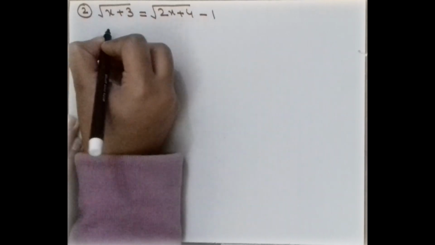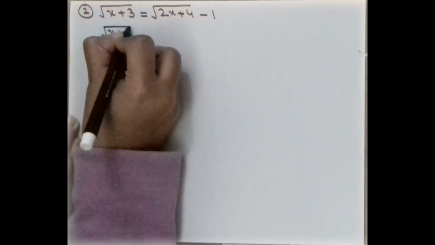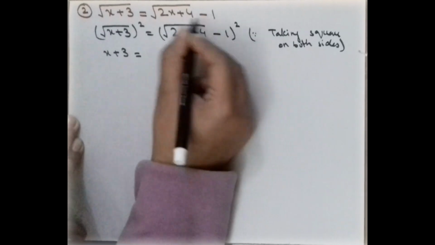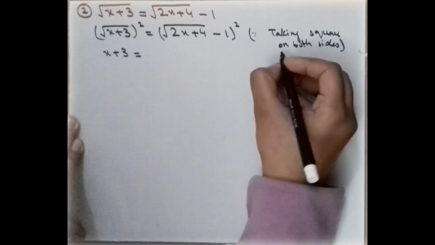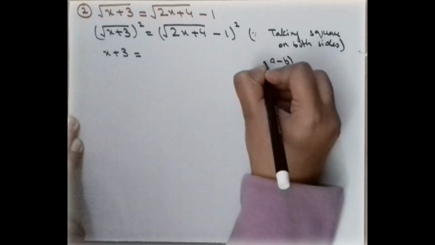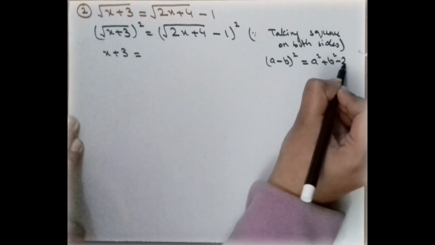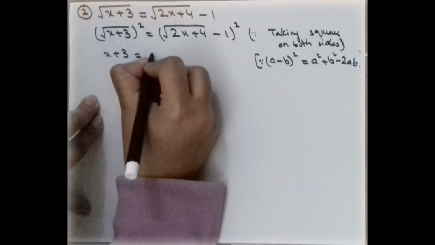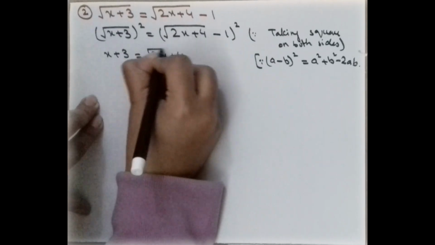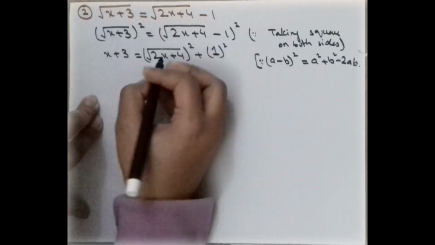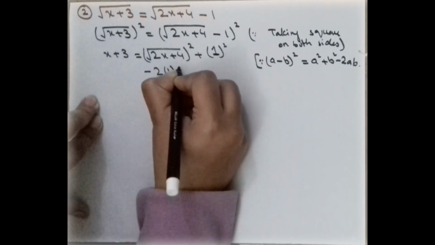So we take a square on both sides as (√(x+3))², which is equals to (√(2x+1) − 1), and this term is whole in square. x + 3 equals, as in this step we apply the formula (a − b)², which is equals to a² + b² − 2ab. The formula gives (√(2x+1))² plus 1² minus 2 × a × b.